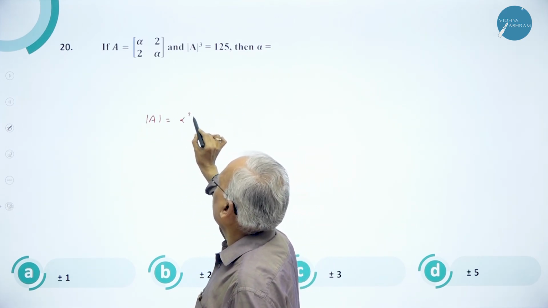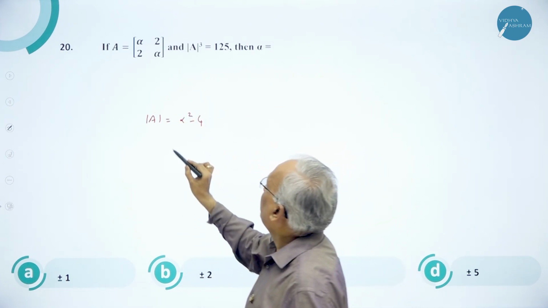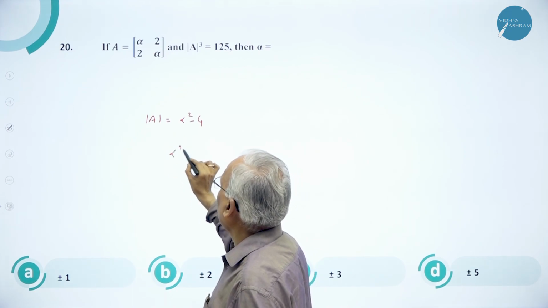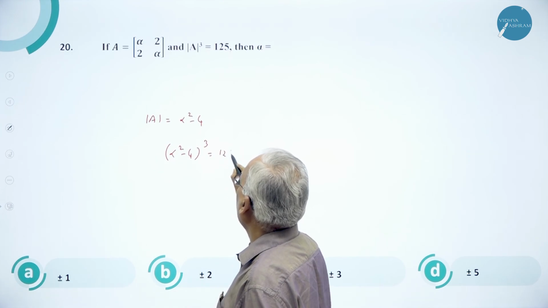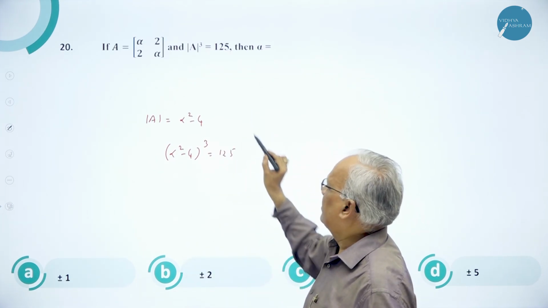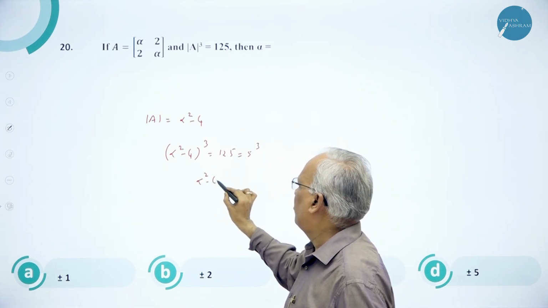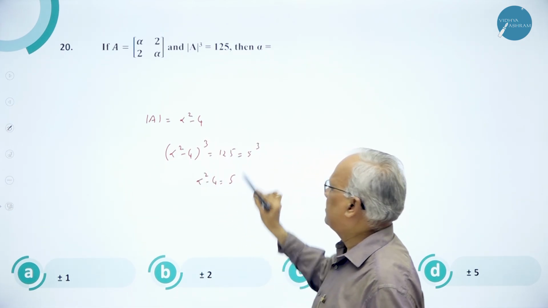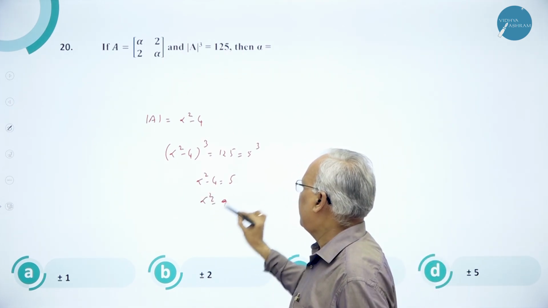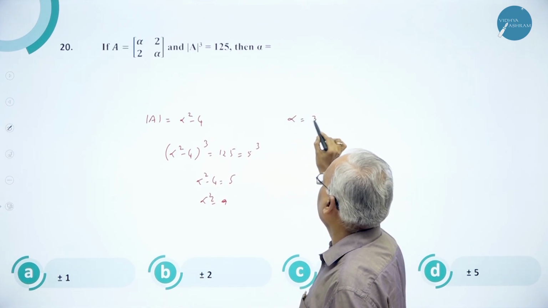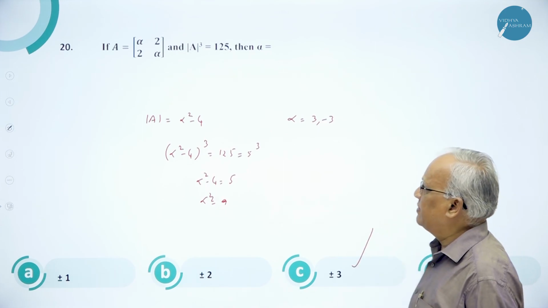Determinant A is alpha squared minus 2 squared, that is alpha squared minus 4. Therefore, determinant A cube is alpha squared minus 4 whole cube, which is given as 125. That is nothing but 5 cube. Therefore, alpha squared minus 4 is equal to 5. Okay. Therefore, alpha squared is equal to 9. Therefore, alpha is equal to either 3 or minus 3. So plus or minus 3 is the answer. Very simple question.